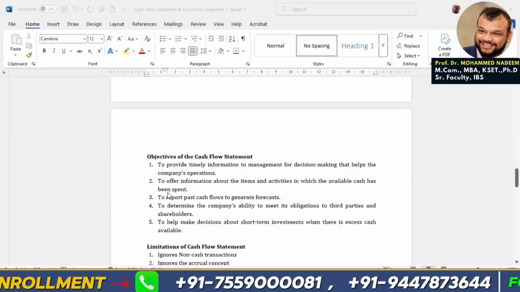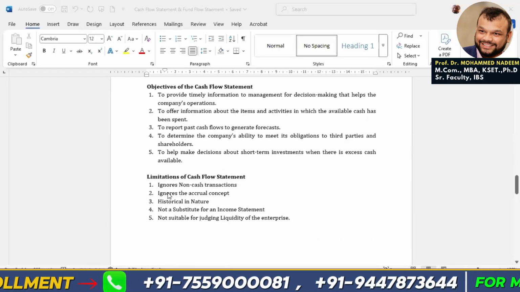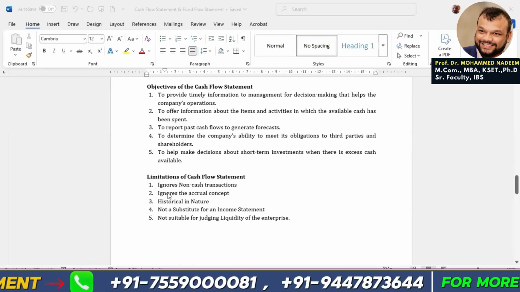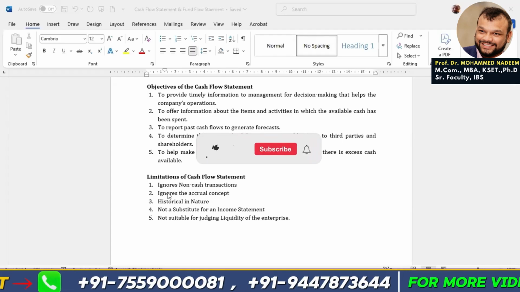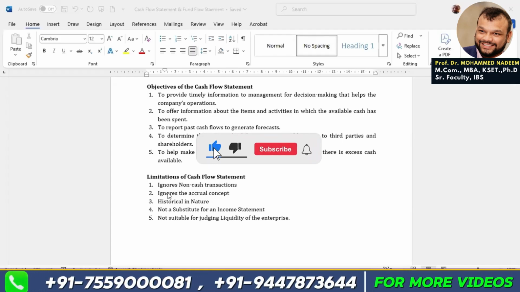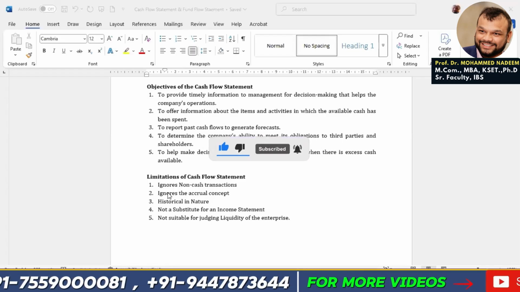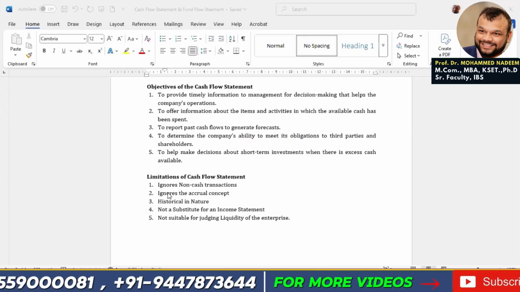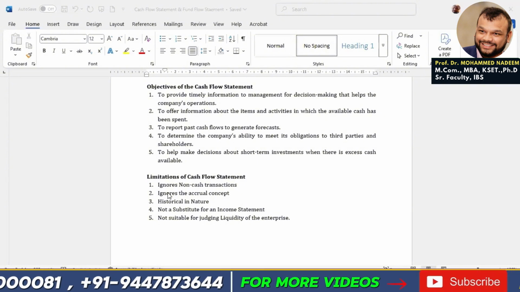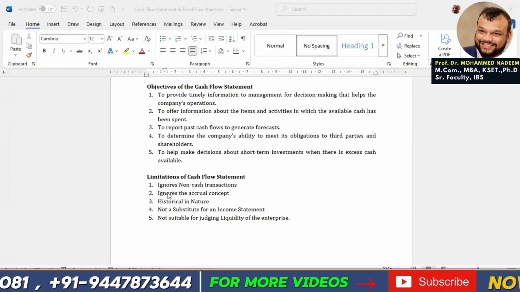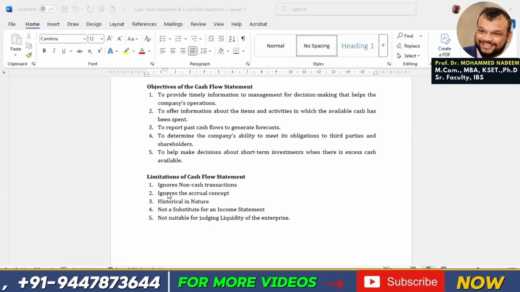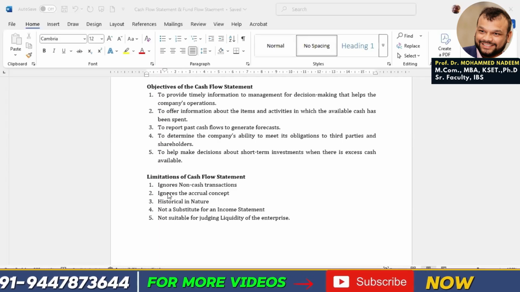Now, why do we need to prepare this cash flow statement? We will be preparing it for knowing two things: inflow and outflow of cash. And second, it will be helpful for management for making decisions, whether to run the business, to stop the business, whether to produce or whether to buy.